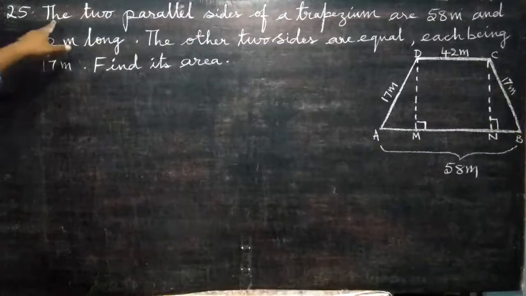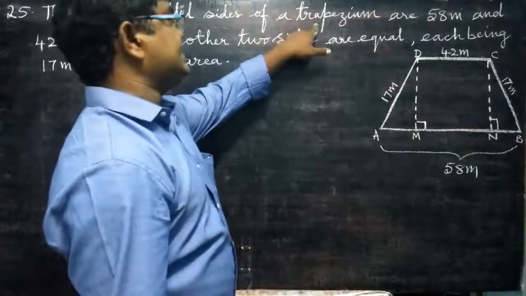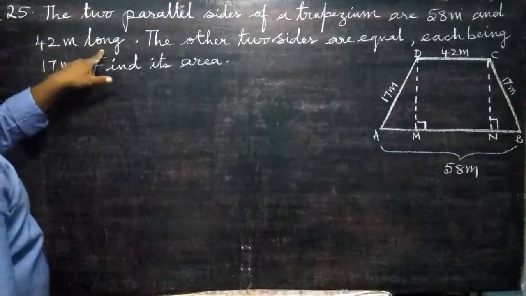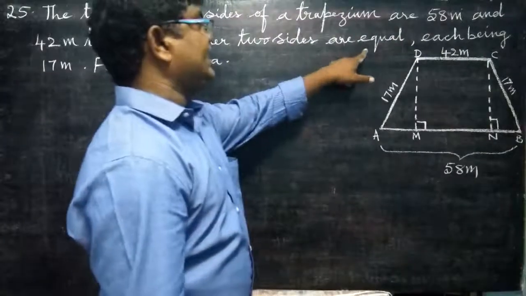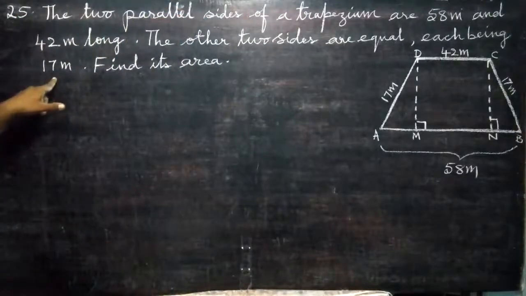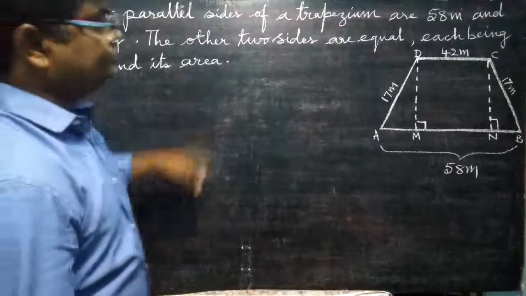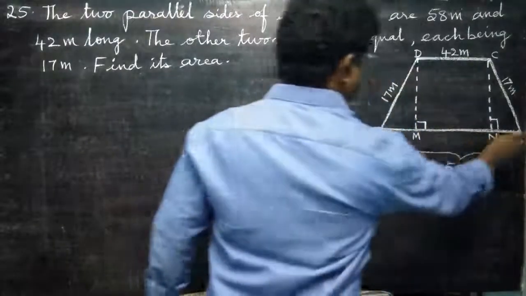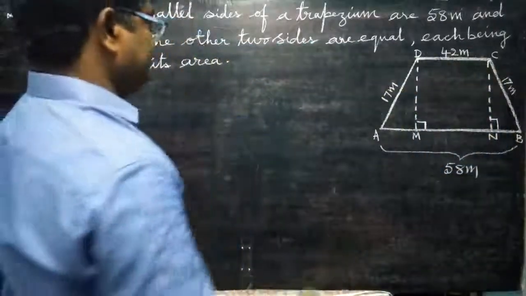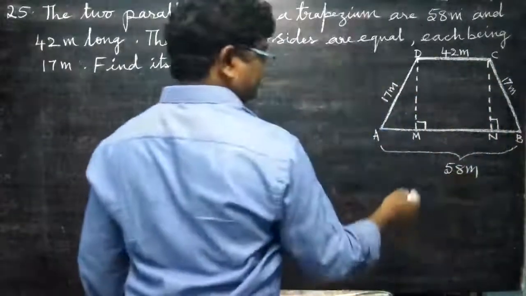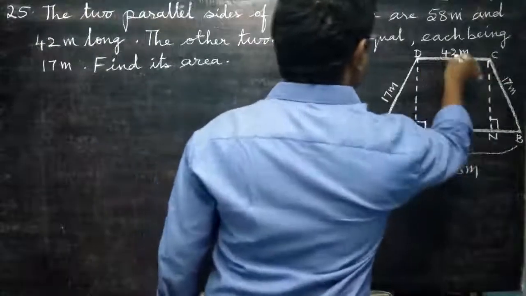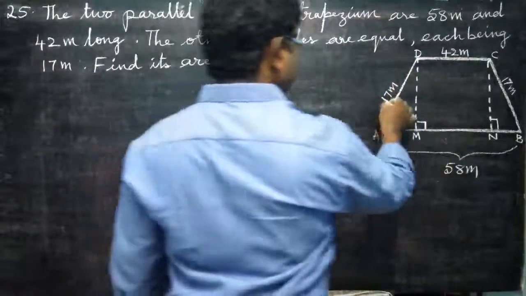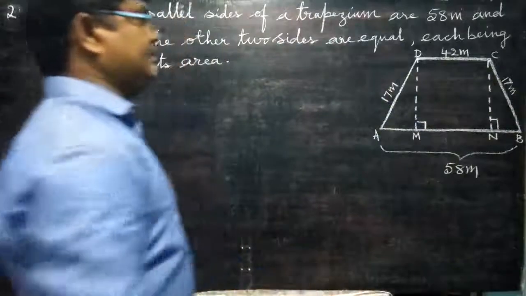25th problem. The two parallel sides of a trapezium are 58 meters and 42 meters long. The other two sides are equal, each being 17 meters. Find its area. ABCD is a trapezium. AB they have given 58 meters and CD they have given 42 meters. And each side 17 meters.